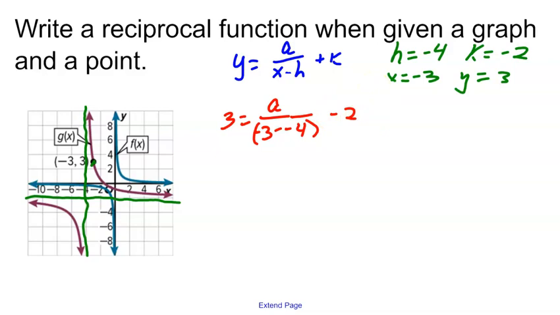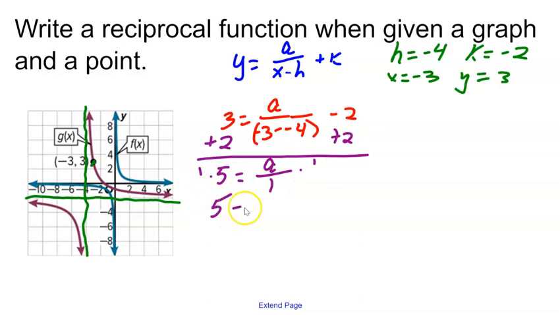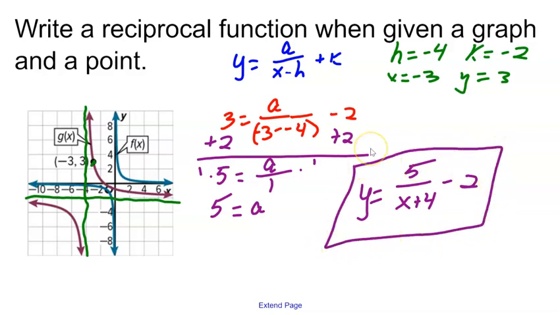So now from this point, I'm going to add 2 to both sides. And now I have 5 equaling a all over -3 minus a -4, which really means 1. If I multiply by 1 on both sides, I now have 5 equaling a. So my equation would now be y equals 5 all over x, instead of a minus sign, it's now +4, and then my horizontal asymptote line would be a -2. And this would be my reciprocal function when given this particular graph and the point.